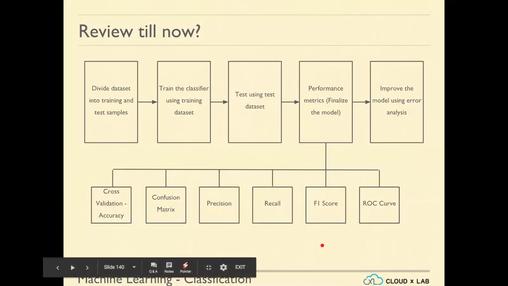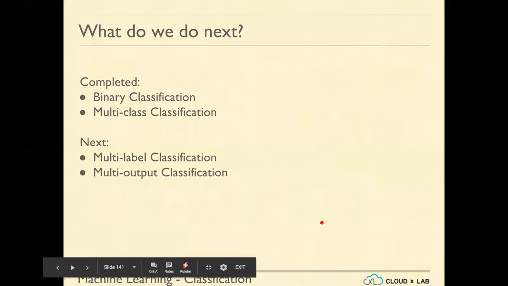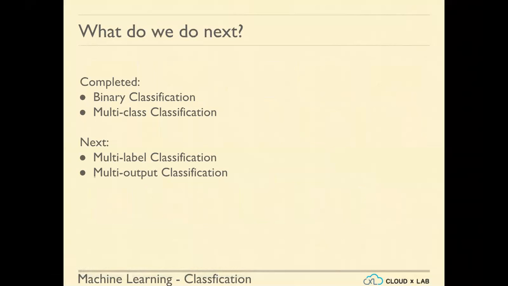Yes, that's right, Ross. This is like a hello world problem for neural nets. So what do we do next? What we are going to do is multi-label classification and multi-output classification.